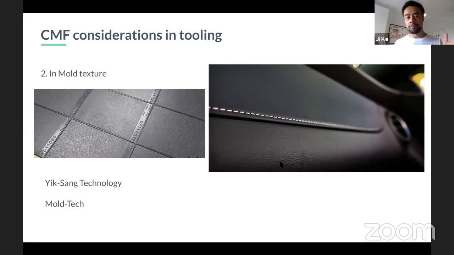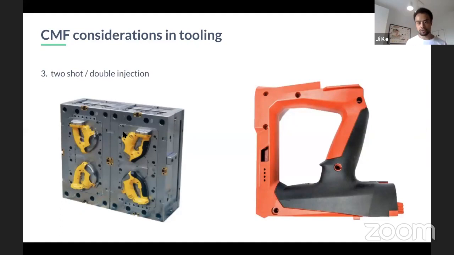Surprisingly, there are only a few big players in mold texture. One's Yexan and one's Mold-Tech. So when you want to spec out a mold texture, you spec out a number from either Yexan or Mold-Tech. This one's Mold-Tech.